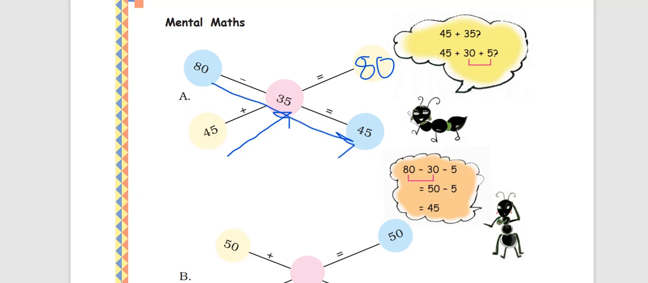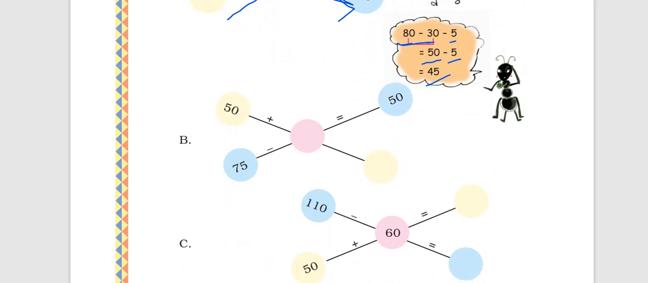Okay, how did we solve it? 80 is written as 80, 35 is written as 30 and 5. So you subtract 80 minus 30, which gives me 5 tens. 8 tens minus 3 tens is 5 tens. 50 minus 5 is 45. Okay. Let's do this one first. That way we will know what goes in here and then we can solve the other one.